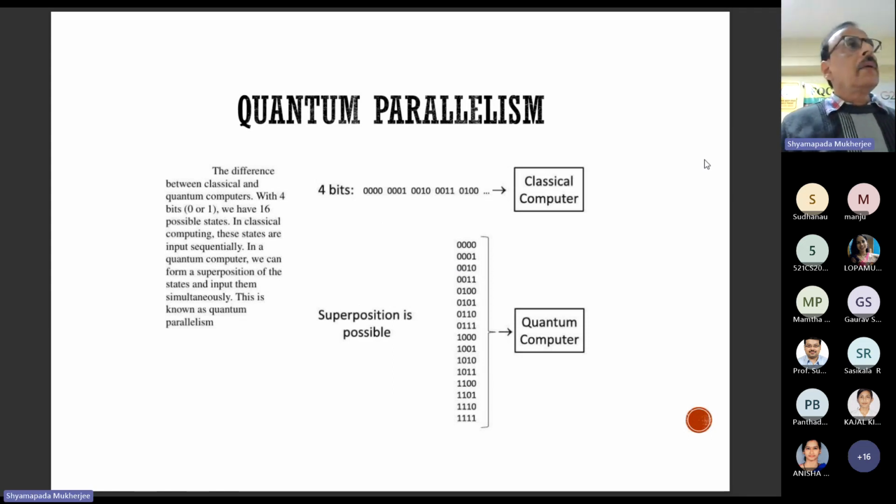Now you see, this is just a comparison. Suppose you have 4-bit computers. How many possibilities are there? 16 possible states: 0000, 0001, and so on. But the classical computer will act one after another: first this state, then the second state, then the third state, then the fourth state. But in a quantum computer, all the 16 states will be analyzed at once. So that is called quantum parallelism.